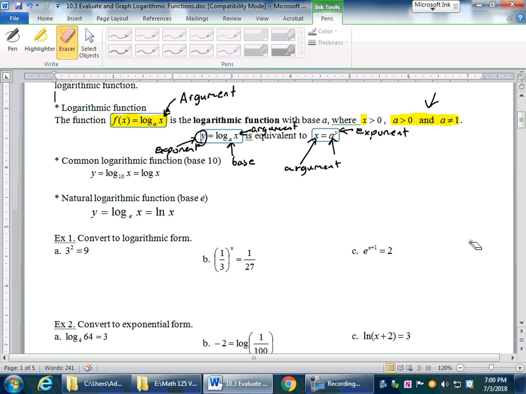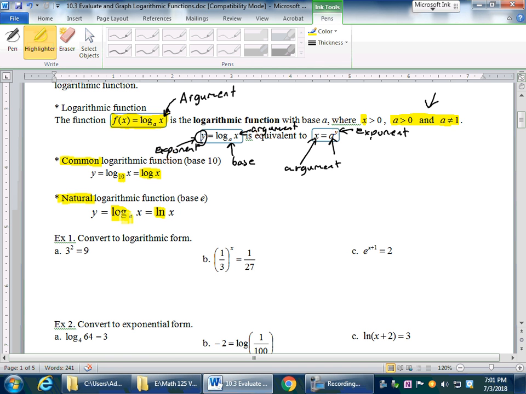Now another definition and notation that we want to talk about is the common logarithm. The common logarithm is a logarithm with base 10. Whenever the logarithm is base 10, you don't need to write the base at all. You can just say log of x. It's automatically known that the logarithm has base 10. Another logarithm we need to talk about is the natural logarithm, with base e. Log base e of x can be denoted as just ln of x.